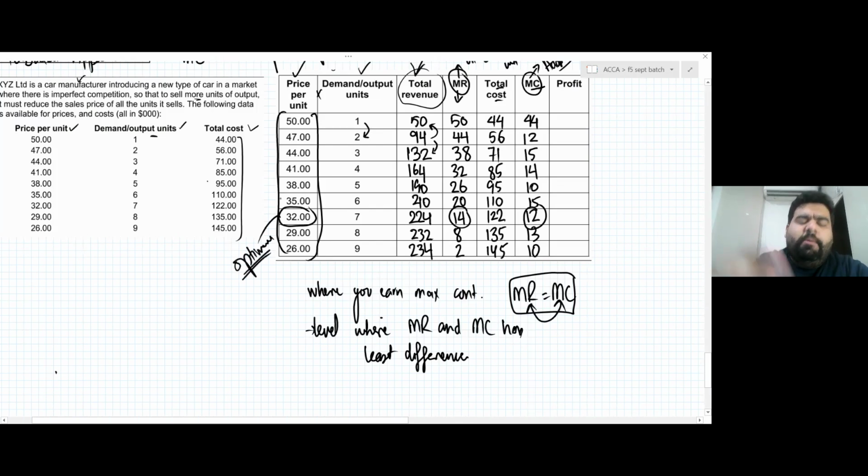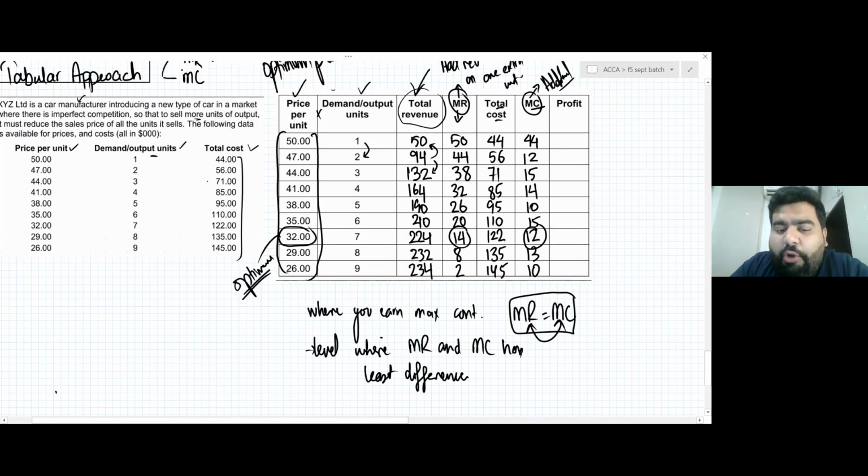Normally we would be very happy if marginal revenue and marginal cost are the same, but if not, no issue. Take the marginal revenue and marginal cost data, see which data has the least difference, and that selling price will be optimum. Now let me prove one thing more. Let me prove that we have done it correctly.